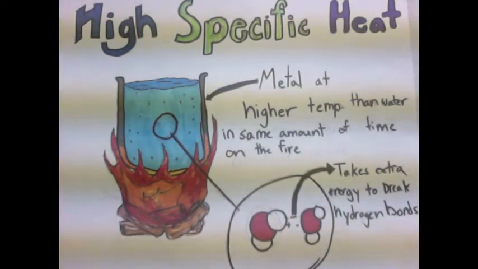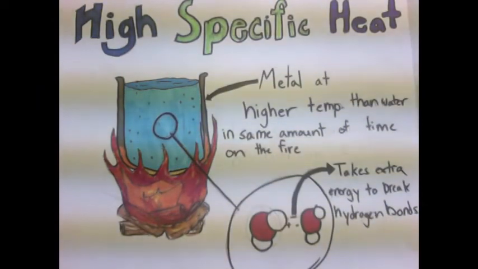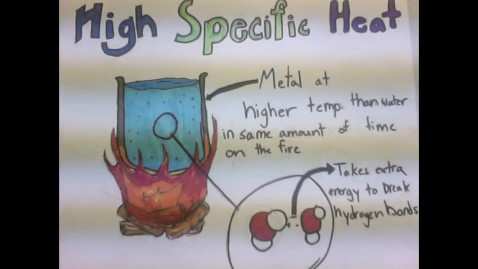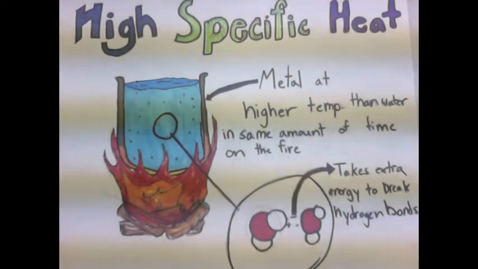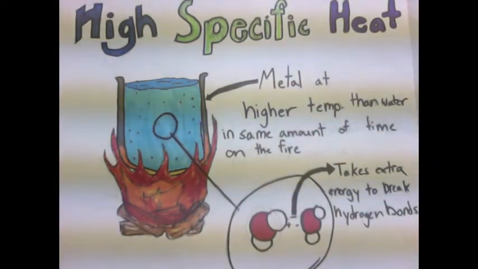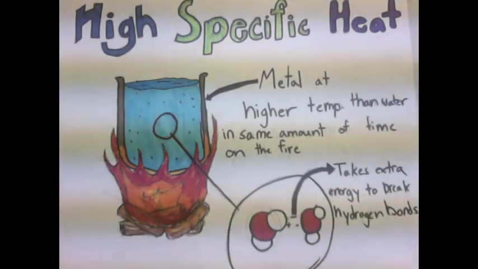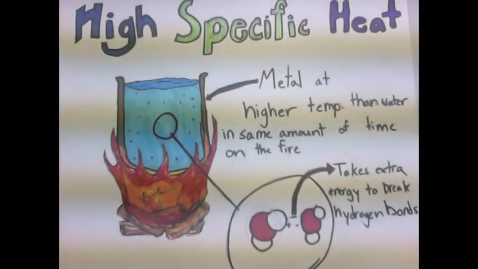Do you ever wonder why the pot on a stove gets incredibly hot before water even comes close to boiling? Well, this is due to water's high specific heat. It takes much more energy to increase water's temperature as it does to increase the temperature of most other substances. This is because of water's hydrogen bonds, which are tougher to break than most other intermolecular bonds.